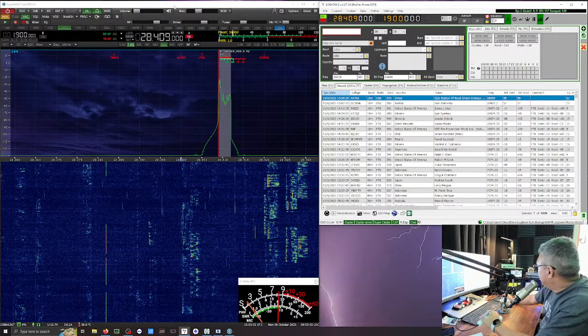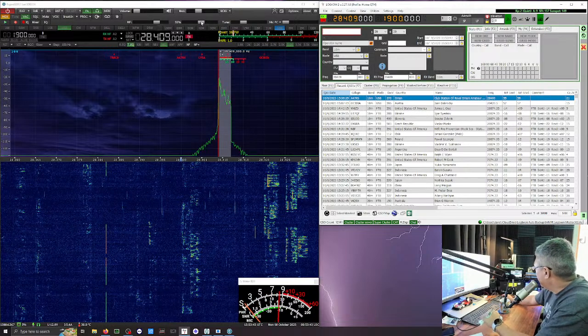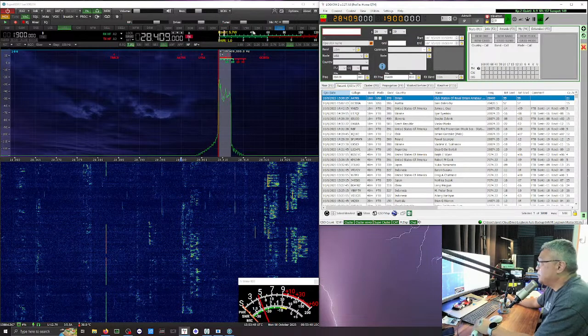Hello CQ, CQ 10 meters. This is November 4, Victor Foxtrot Romeo, calling CQ 10 and standing by.